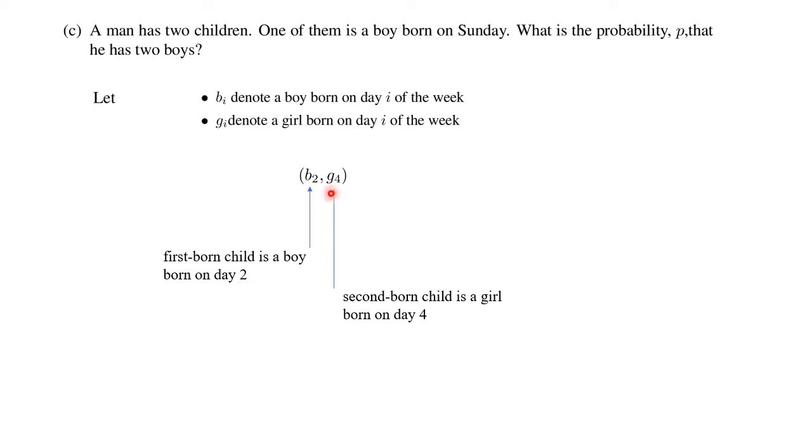And here we've got a girl on day 4 of the week and in the second position. So this is the second-born child. Now that we've established suitable notation to describe this problem, let's go about solving it.